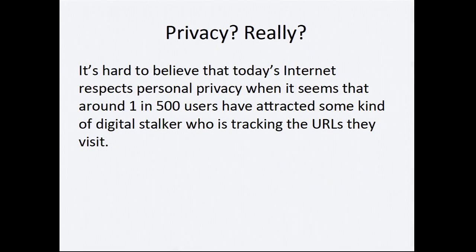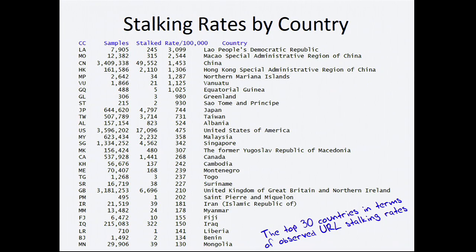So what does this say about privacy? What does this say about, well, it's me, it's my browser, I'm going to things. So who's looking over your shoulder? Because with 1 in 500, that's weird. That's really weird. So let's do the stalking rates by country. And you can. So if you're in Laos, 3% of the URLs in Laos have attracted a stalker.